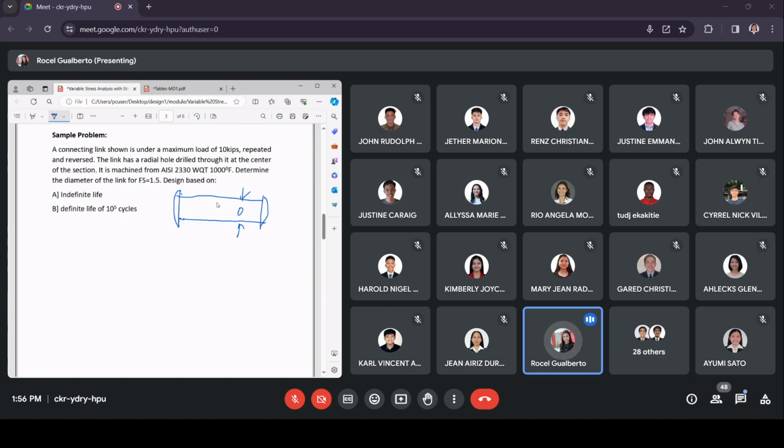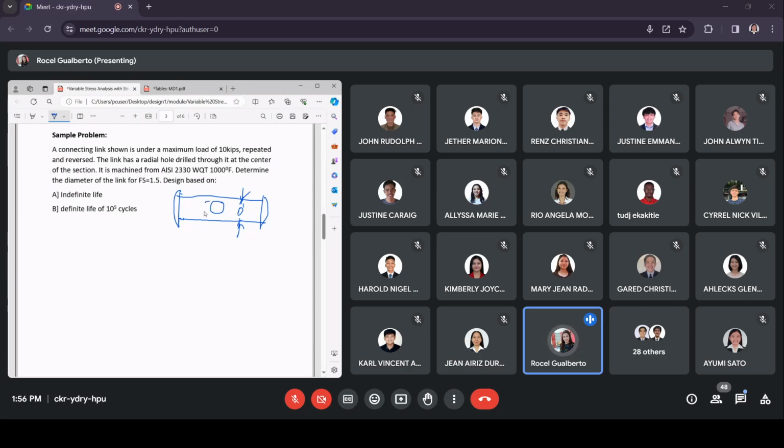Okay, so you have there a central radial hole drilled through it at the center. Say this is the hole. So this one, we say that this is analysis with stress concentration because we see there already the hole. So what you are looking for is what should be the diameter that you will be using.